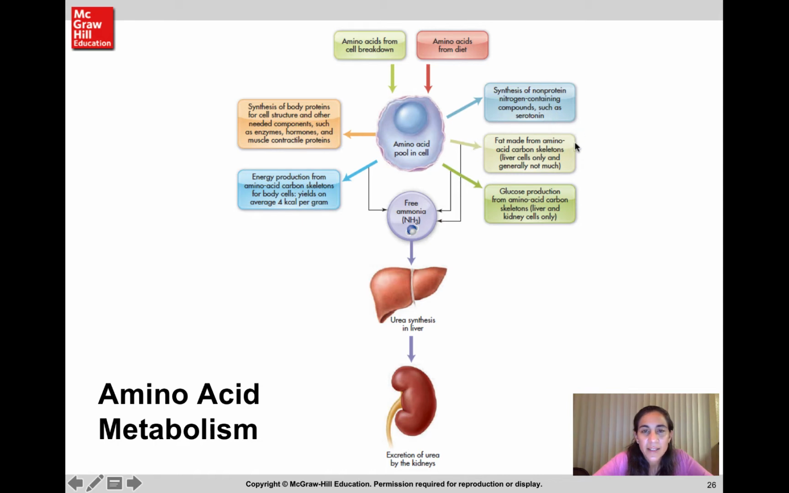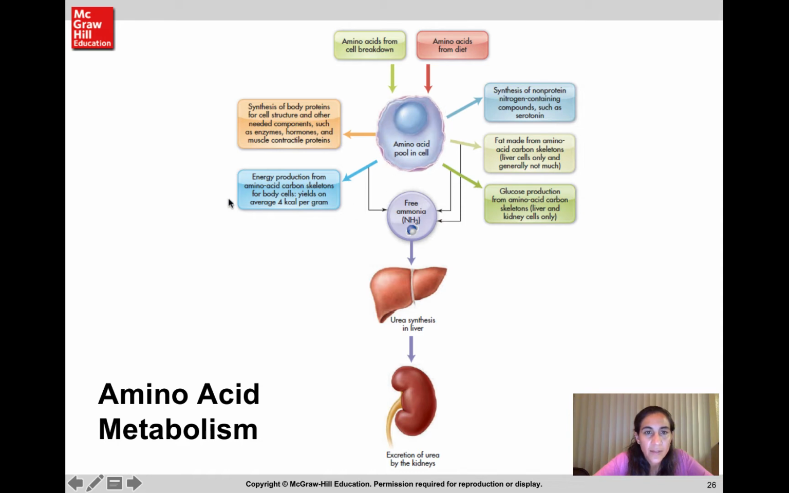We can see that the amino acid pool can be used to form fat, and this would be in an energy surplus. The remaining amino acids or available amino acids can be used and stored as fat. Amino acids can be used to form glucose, and this would be in more of a starvation or fasting state. So when we have low blood glucose and we don't have any other sources of producing glucose, amino acids can be used to form glucose through the process of gluconeogenesis.